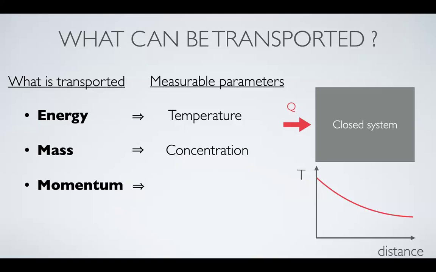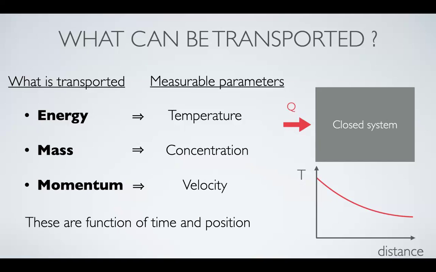Velocity, exactly. So it's going to be the gradient or difference in terms of velocity in two different locations. Okay, so right here you can see that we have temperature, concentration, and velocity. That represents energy, mass, and momentum that is going to be transported respectively. All right, and all these measurable parameters are a function of time and position, like I said.